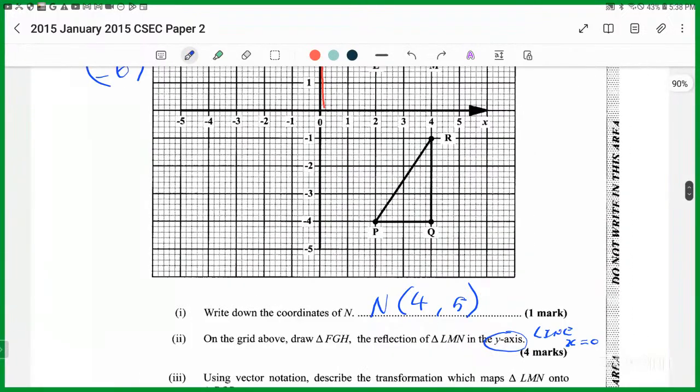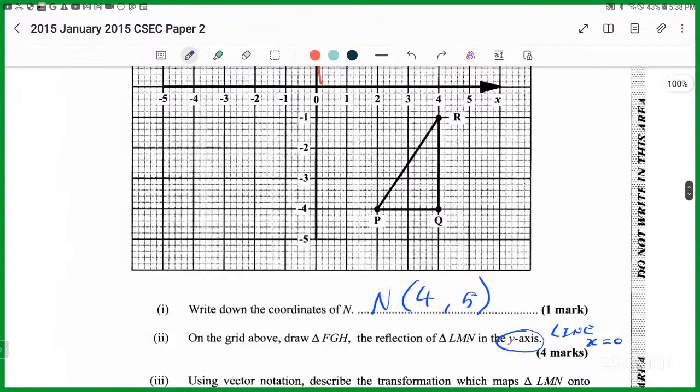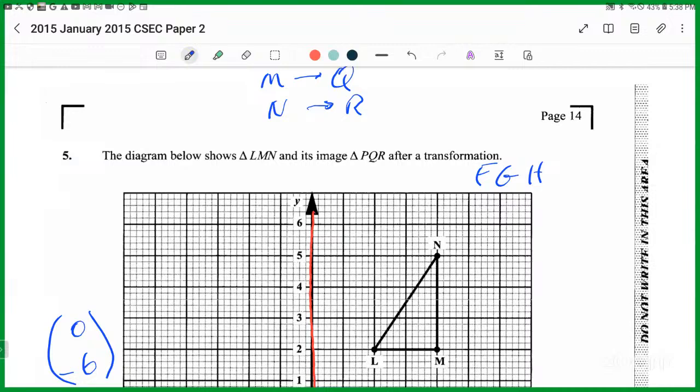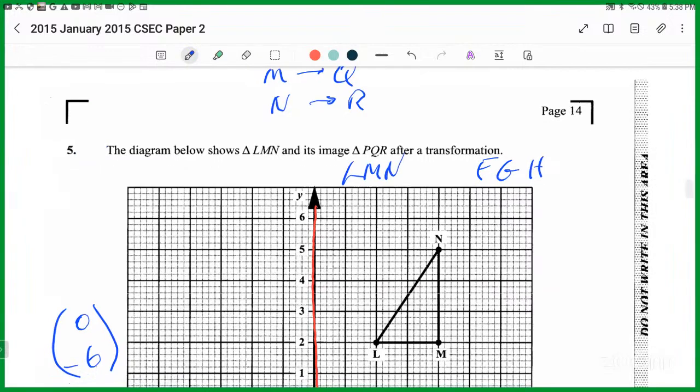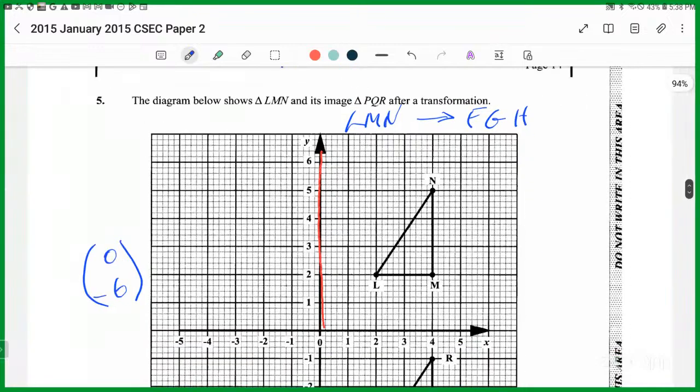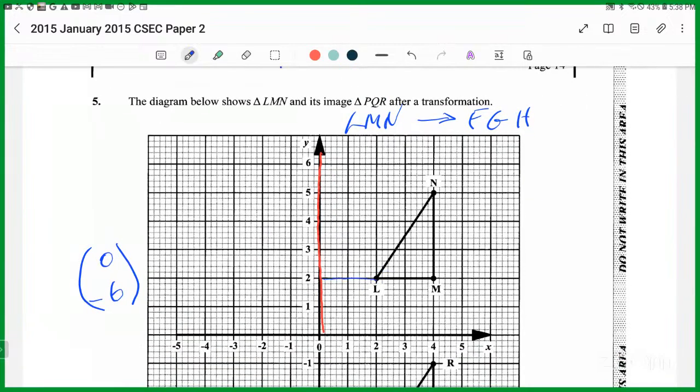So L first. L going on to FGH: L to F, M to G. So get the letters right. L going to F. 1 unit to the mirror line. No, sorry, 2 units to the mirror line. 2 units on the other side here. So we're coming to here. That's where F is. Then M next. It is 2 and 2, 4 units. It's going to go the same 4 units on the other side to here. And that is where the second letter G would be.